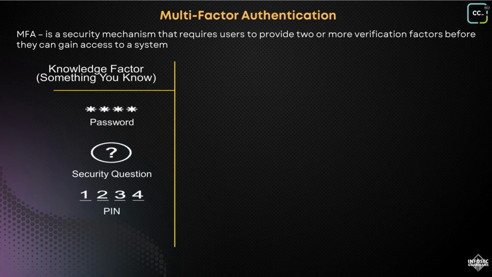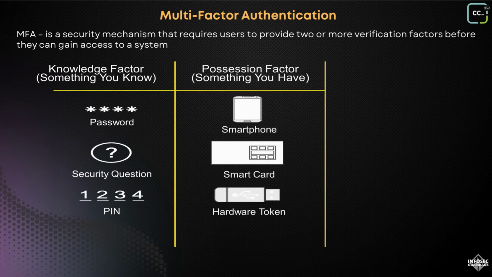The first factor is the knowledge factor, also known as something you know. This typically involves a password or a PIN, a piece of information that the user knows and must enter to verify their identity. The second factor is the possession factor, also known as something you have.